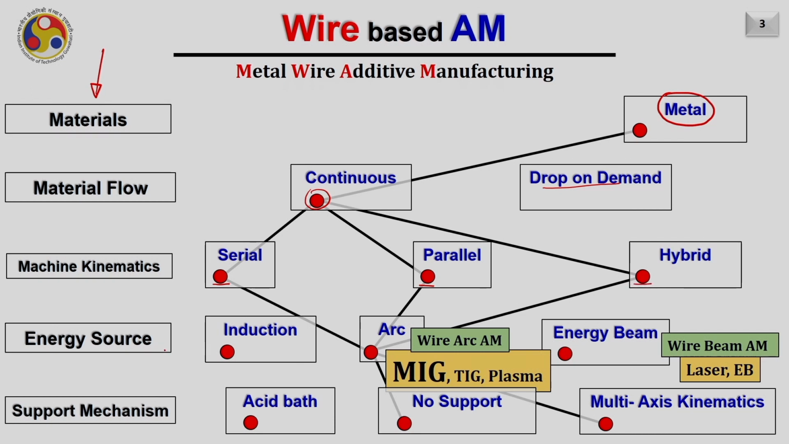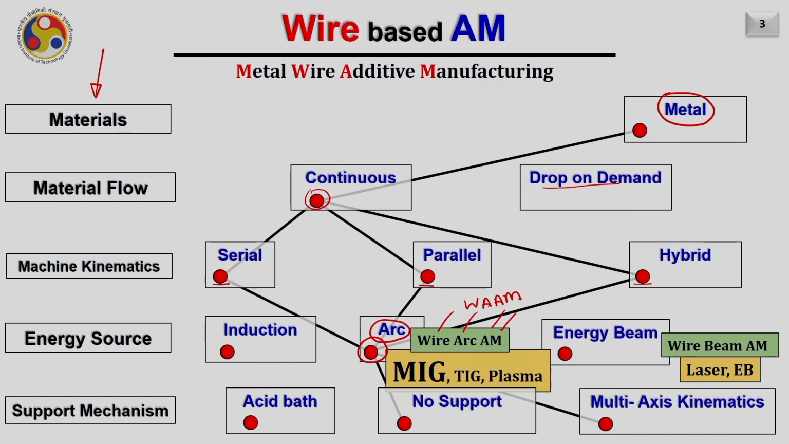Then the energy source, our focus in this lecture will be now on the energy source when it is arc. When arc is the energy source and metal wire is the raw material, then the process is also called as wire arc additive manufacturing and popularly nowadays known as WAAM.